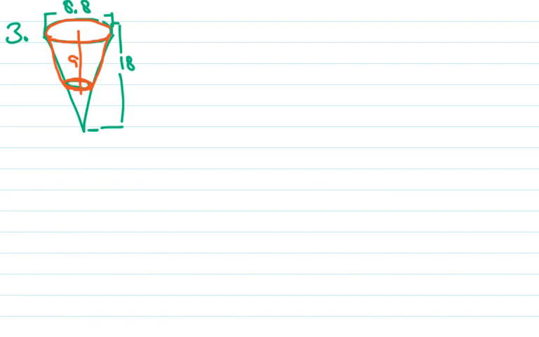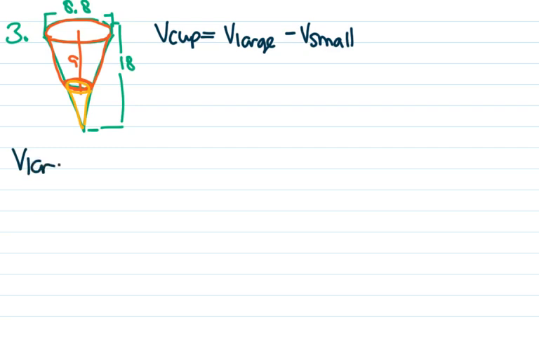All right, so in order to find the volume of the cup, I'm going to need to find the volume of the large cone, the whole green one, minus the volume of this small cone down here. And that will leave me with just the orange left. So the volume of a cone, we'll start with the large one, equals 1/3 pi r squared height.